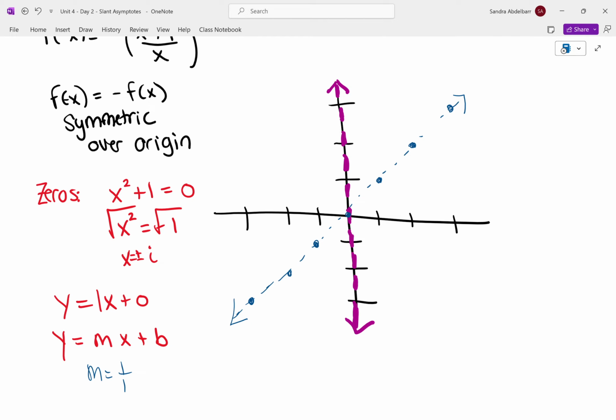Okay, so there's no zeros, there's no holes, we're not crossing any of the asymptotes. So now we have to figure out where we're going to be. What I'm going to do is pick an x coordinate to the right of my vertical asymptote and an x coordinate to the left. Since our vertical asymptote is x equals 0, I'm going to choose -1 and +1 and see where we end up. So now I'm going to test those points.